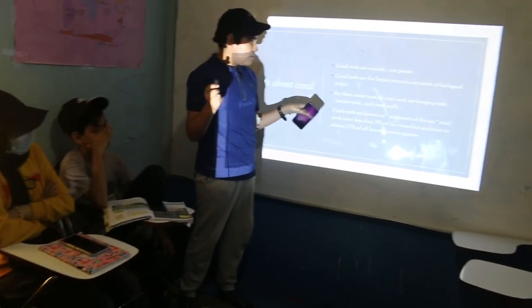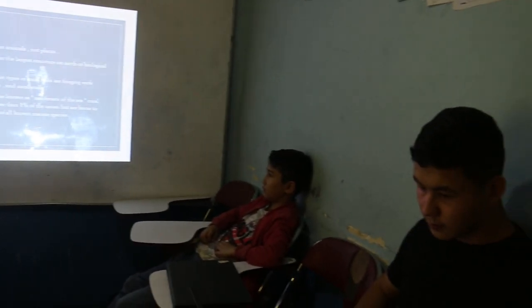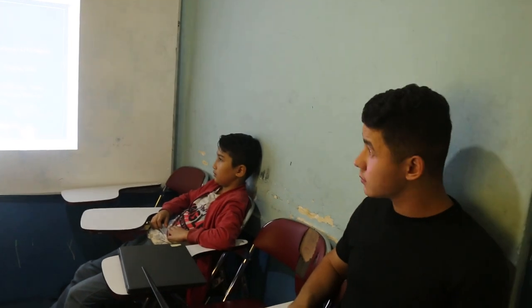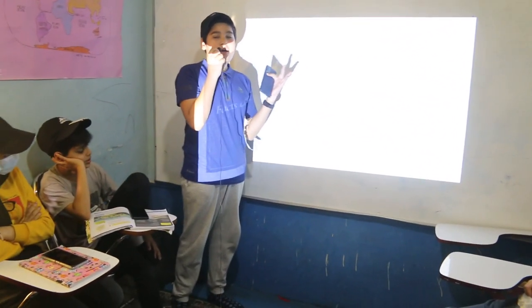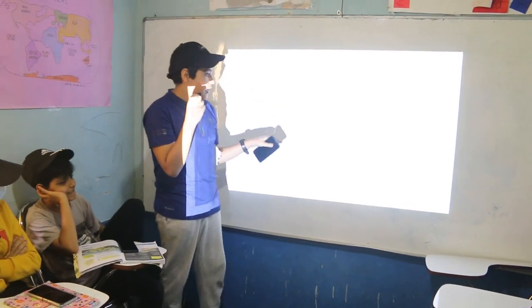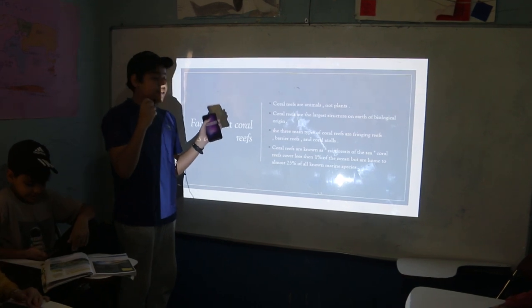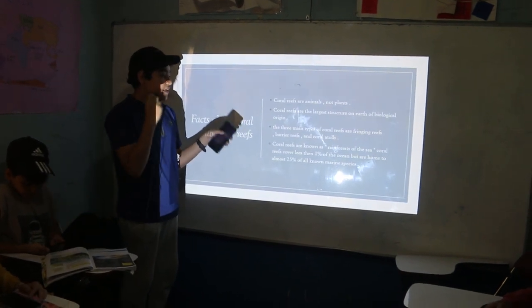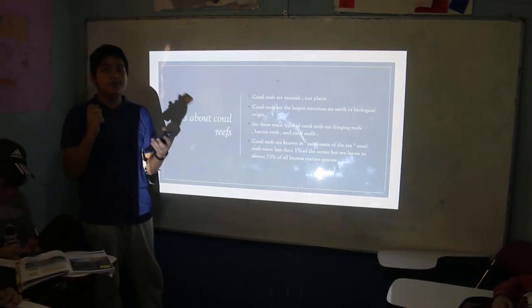Fourth one, coral reefs are known as rainforests. So as I said, the coral reefs are called the rainforests of the sea, because many animals and plants live in it. And the coral reefs cover less than 1% of the ocean, but this 1% is a home of almost 25% of all known marine species.